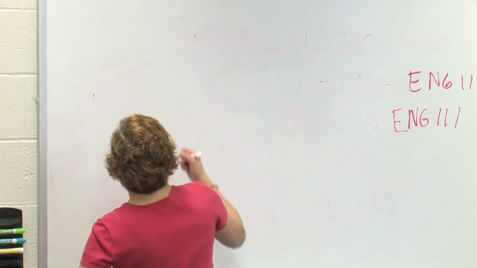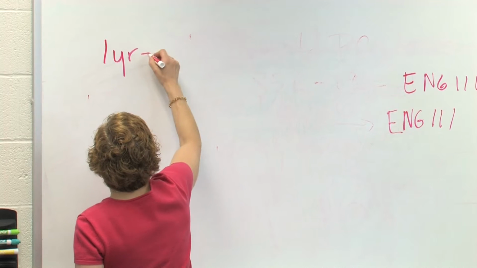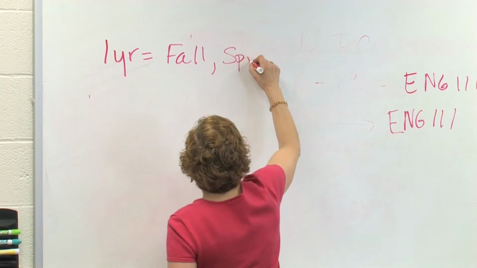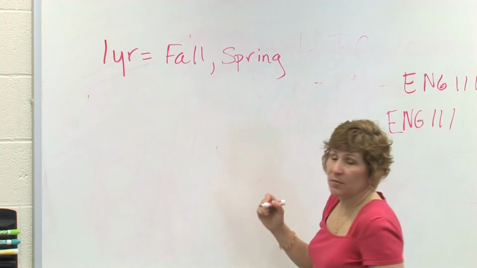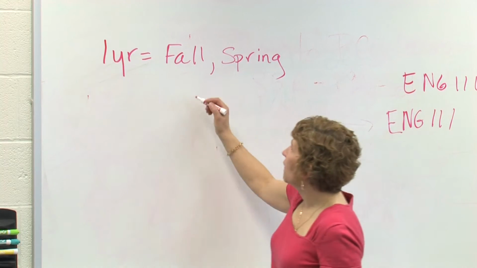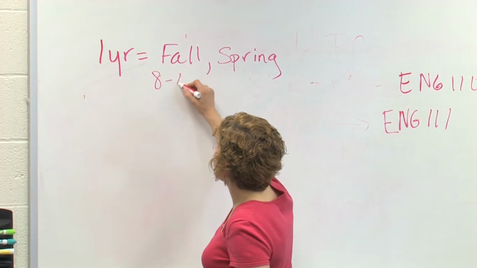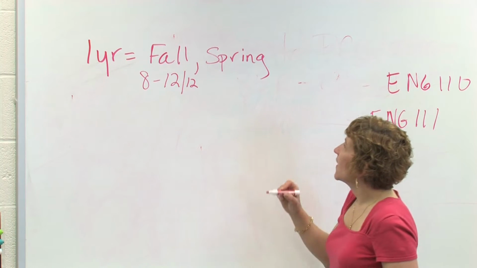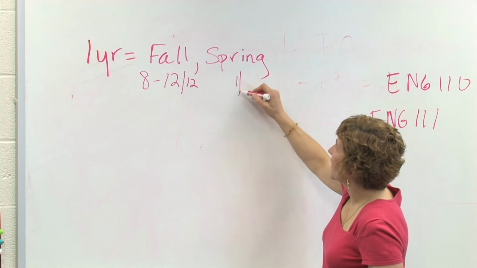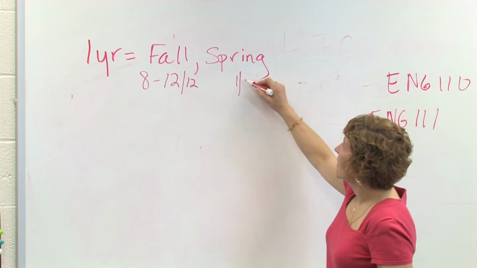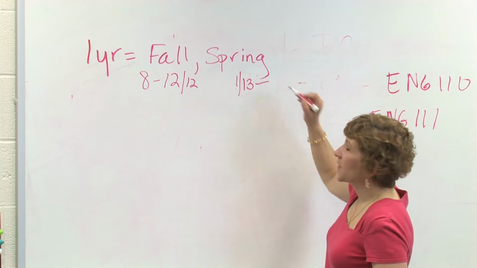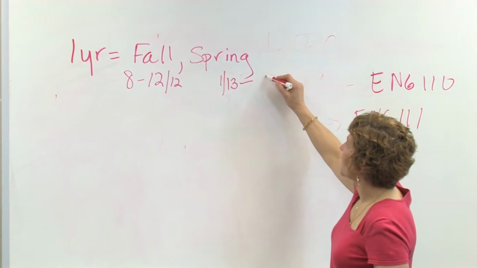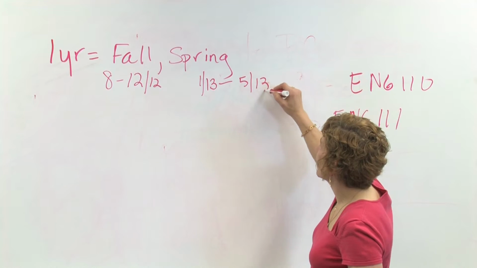There are 2 semesters in an academic year, and we refer to those semesters as the fall and spring semesters, okay? So the fall starts in August and goes to December, right? And then the spring will start in January, which is odd to call it the spring semester when we start in winter, right? But we do. So we'll start January 2013 and end in May.